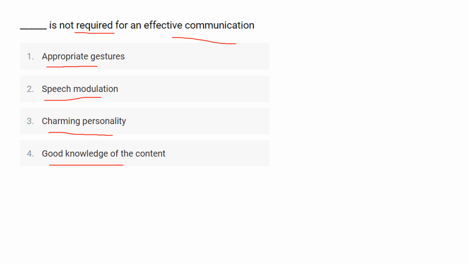Effective communication is defined as communication between two or more persons in which the intended message is properly encoded, delivered through an appropriate channel, received, properly decoded and understood by the recipient. The main motive behind communication is that the receiver should understand the message clearly. Okay. Communication is said to be effective when all the parties, that is the receiver and the sender, assign similar meaning to the message, listen carefully to what has been said, and make the sender feel heard and understood. So here appropriate gesture, speech modulation and good knowledge of the content are all required for effective communication. But charming personality is not required here. That means the correct answer here is option number 3.